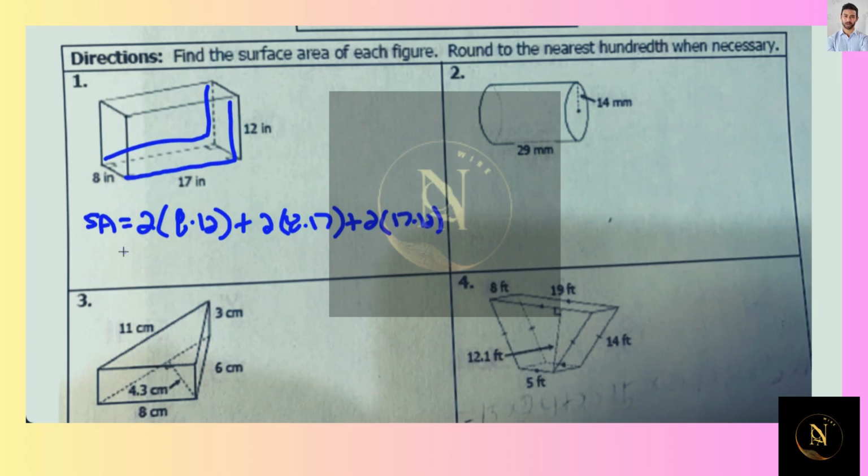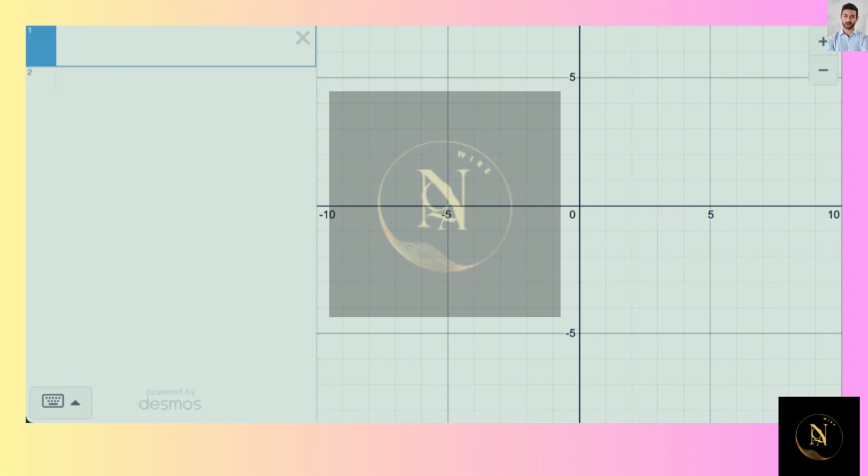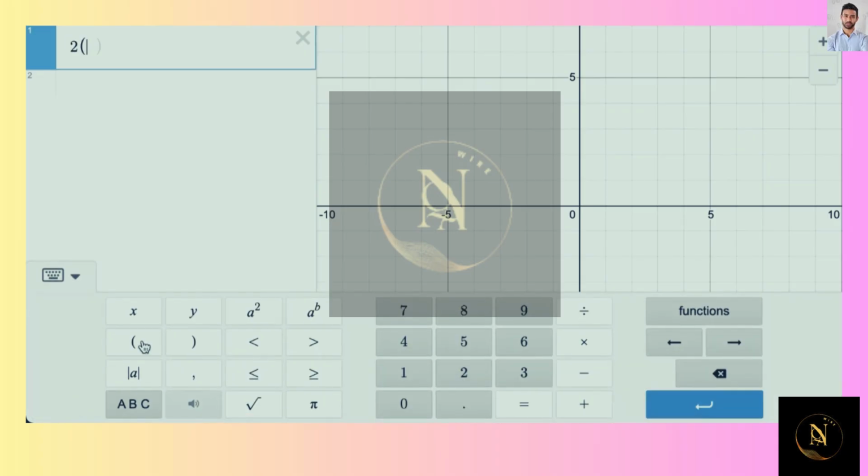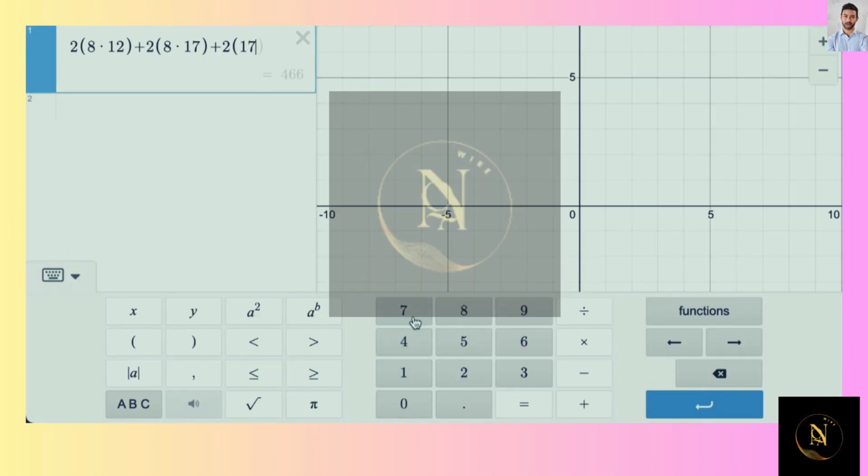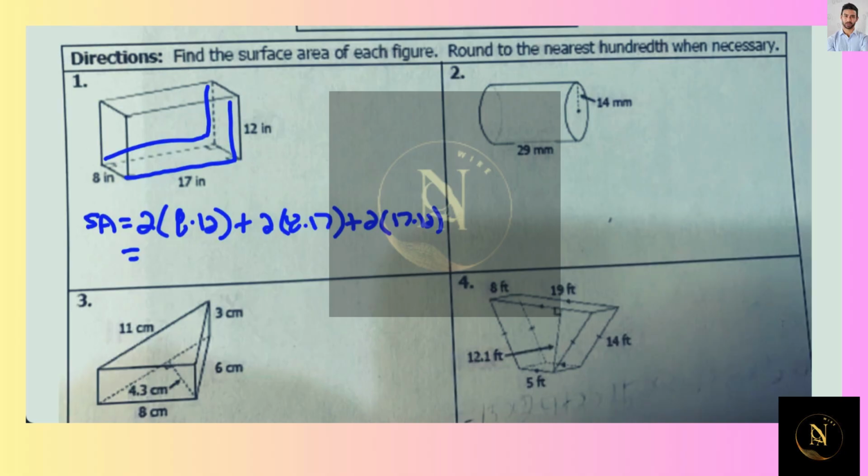And so you would figure all this out with a calculator. 2 times 8 times 12 plus 2 times 8 by 17 plus 2 rectangles that were 17 by 12. And that comes out to 872 square inches.